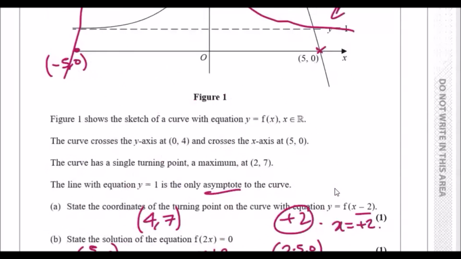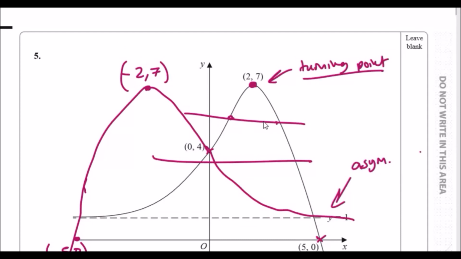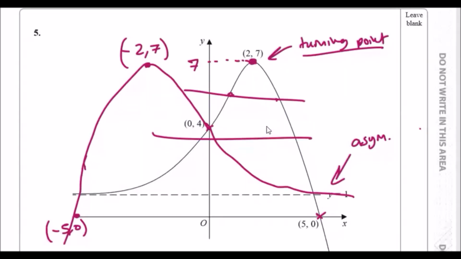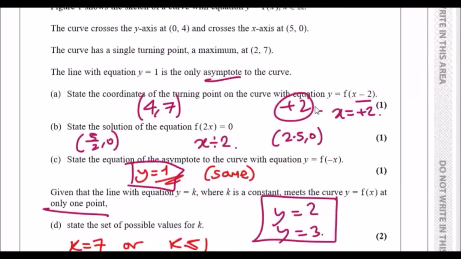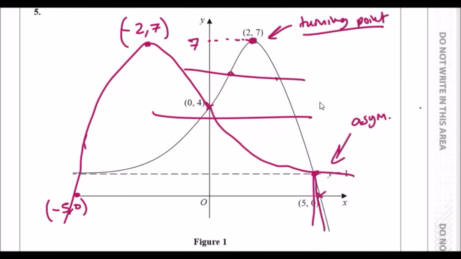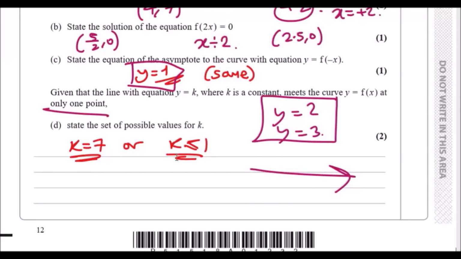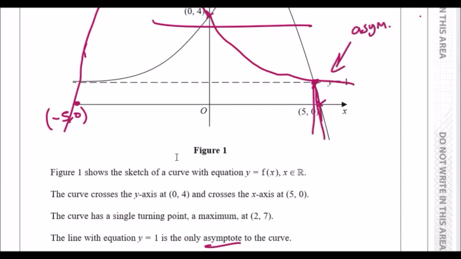I've already written the answers, but what this really means is the only exact point would be at the tip, exactly at 7, or when it hits at the asymptote and below. So when it hits at the asymptote and below, it's going to hit at y equals 1, or less, at 0, minus 1, and so on. So the only possible values are when it hits at 7 or at or below 1. So that's our answer: k equals 7 or k is less than or equal to 1. And that's it, question 5 done.